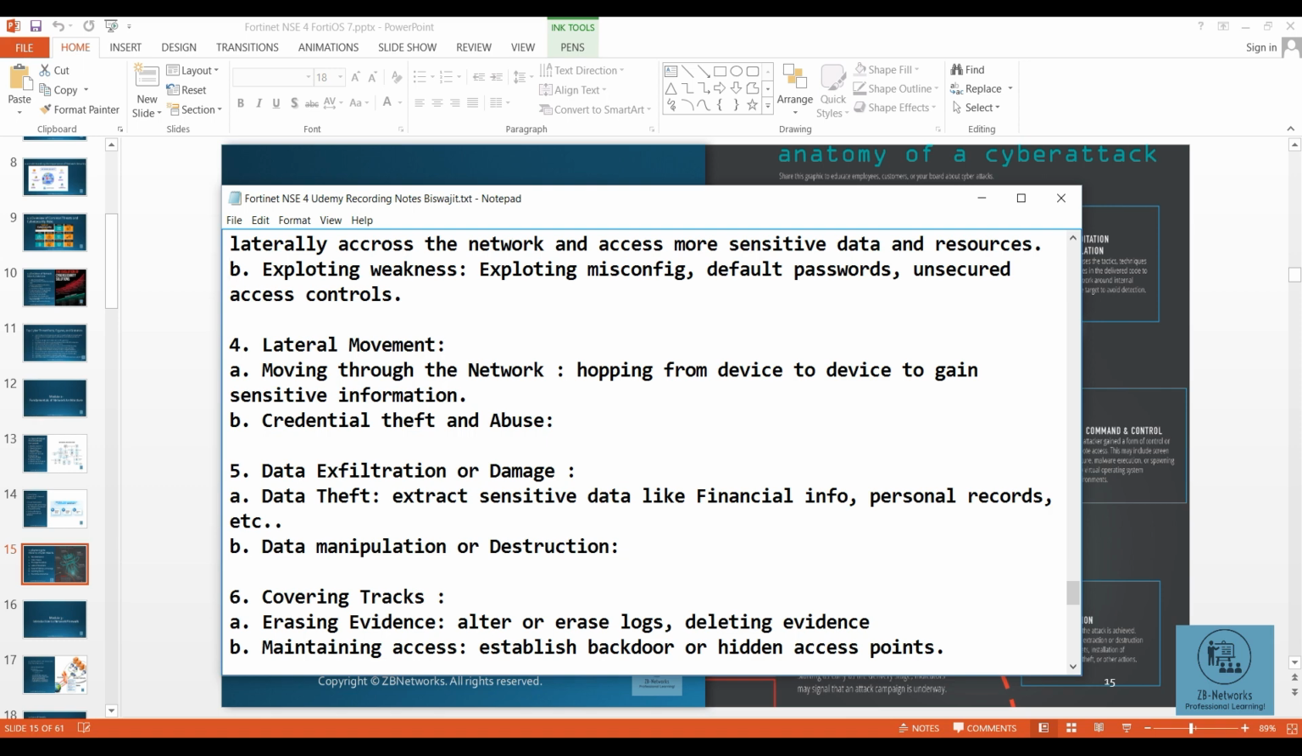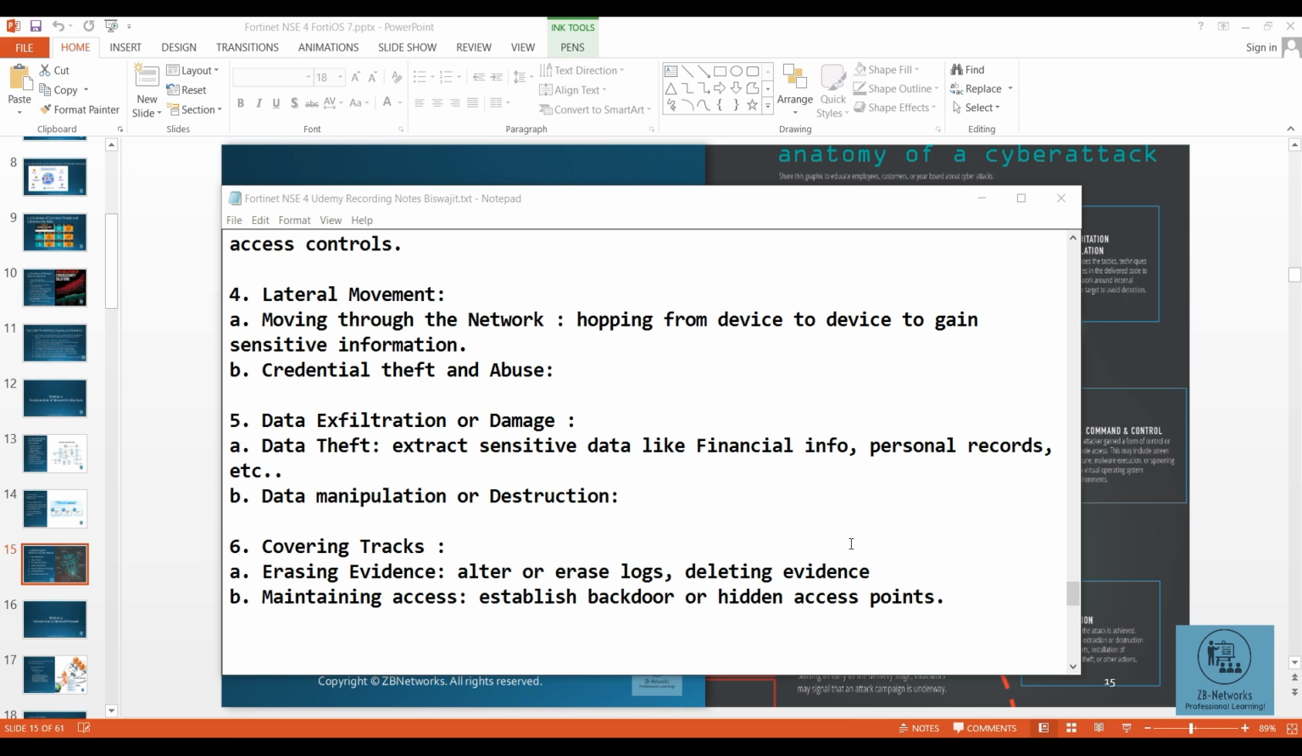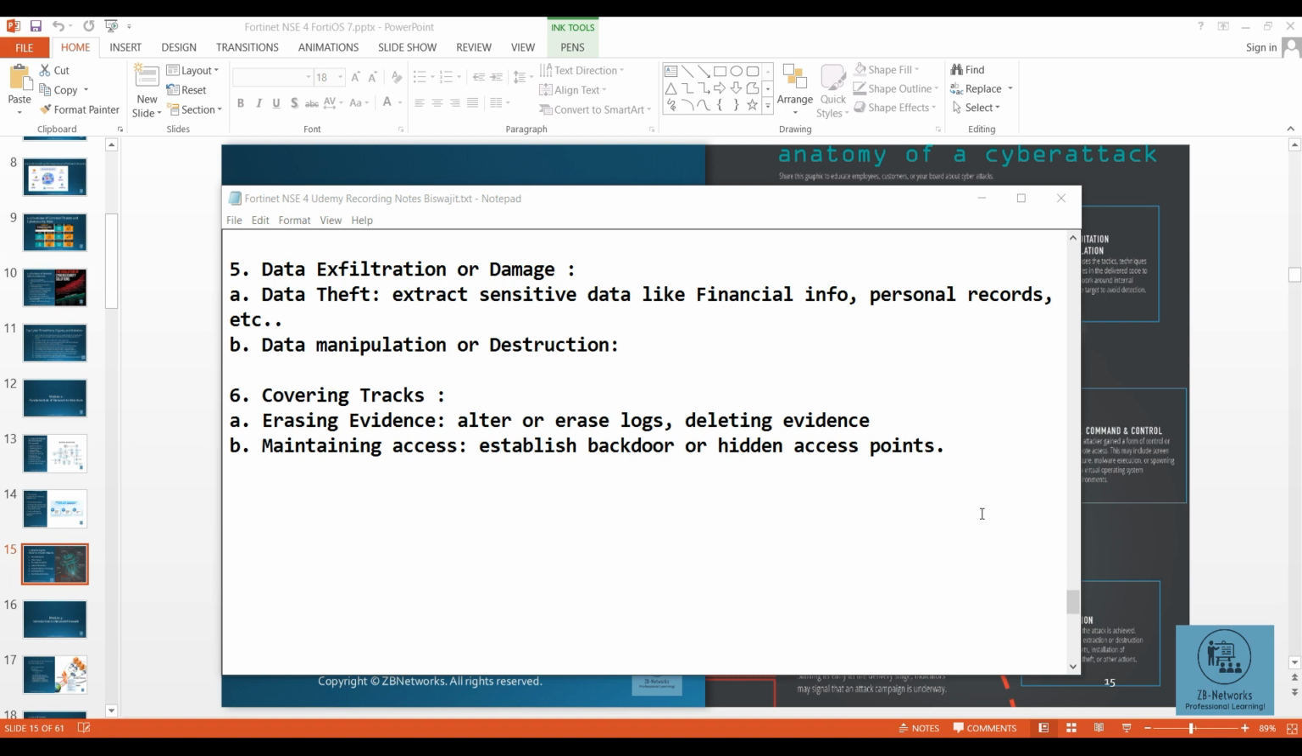All right, so the last but not the least is the 7th step, which is called post-attack activities. In that, you have the first sub-step as incident response, where the victims would normally engage in the incident response process, investigating the attack, containing the damage, and recovering the affected systems, right?